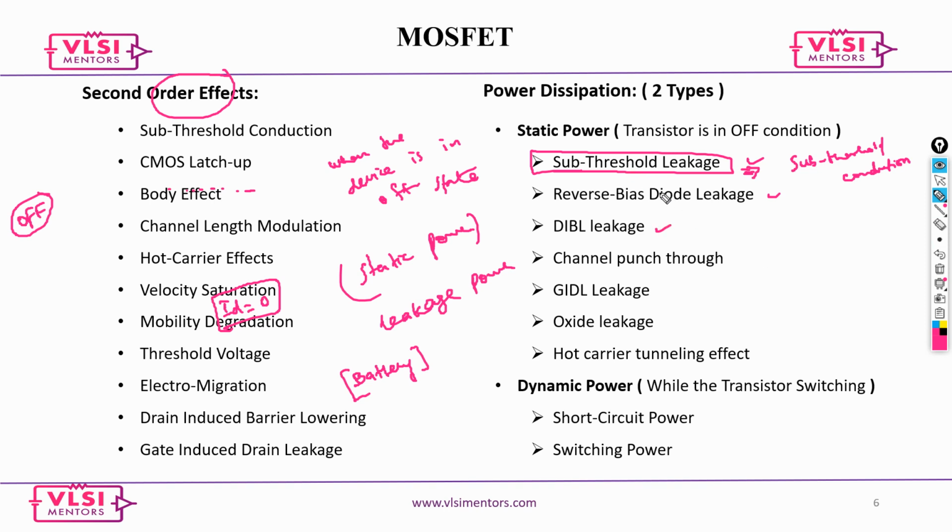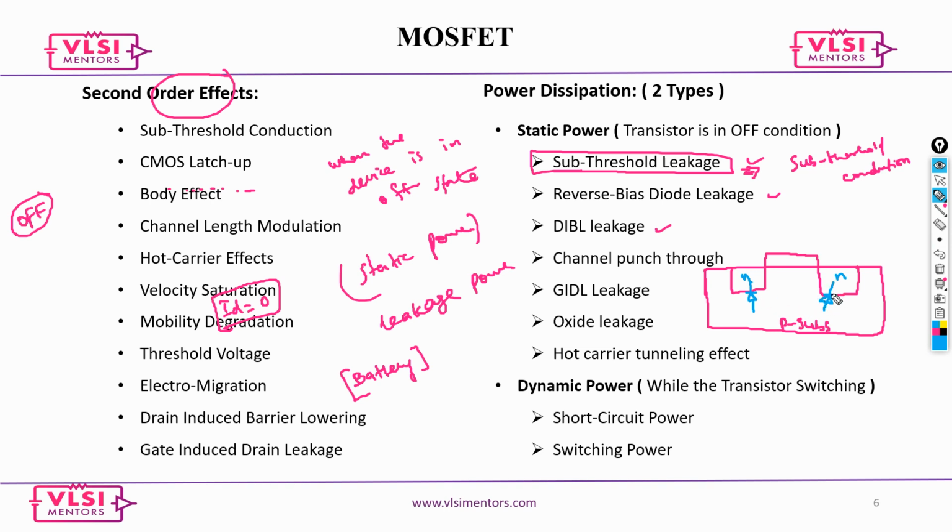And now coming to reverse bias diode leakage. What is the meaning of reverse bias diode leakage? If you look at your transistor structure, assuming this is the P substrate, and this is going to be N, you can easily see there is a diode formation. That is a P and then N.